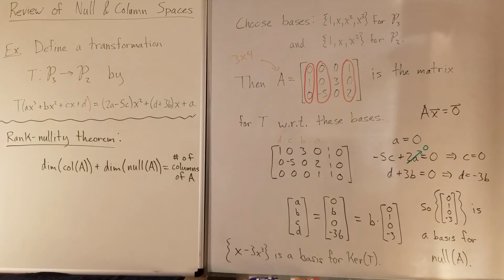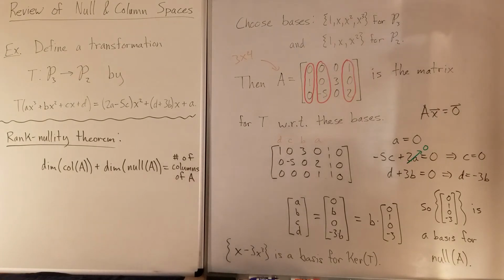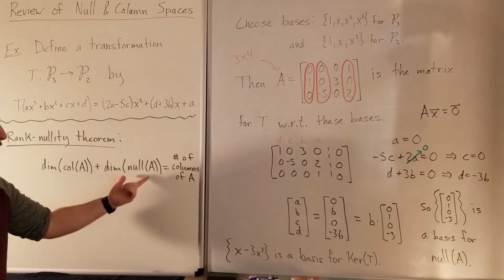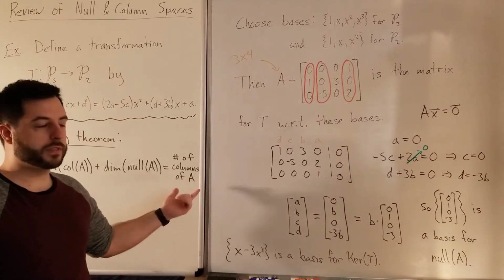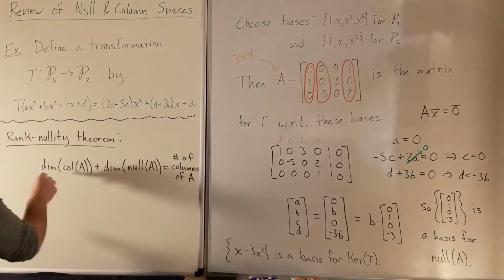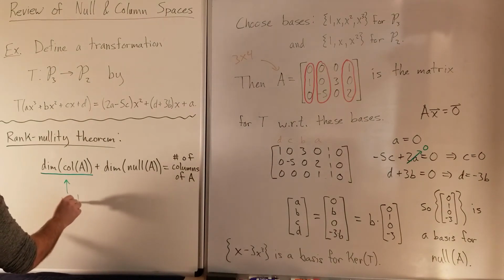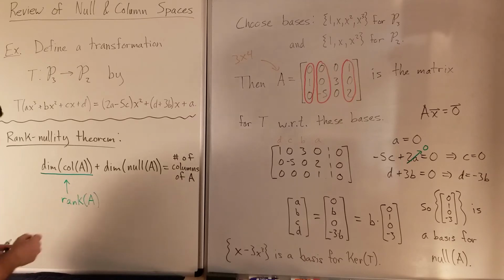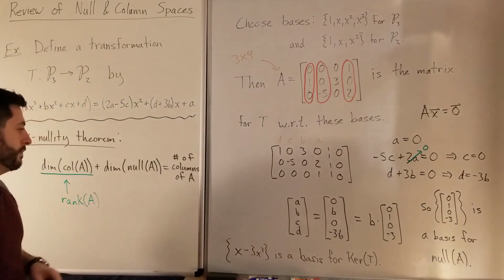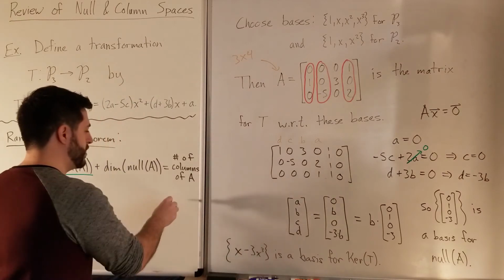Okay, so one more thing before we move on to the next example is we have this theorem called the rank nullity theorem, which says that the dimension of the column space plus the dimension of the null space is equal to the number of columns. So why is it called the rank nullity theorem? Well, the dimension of the column space is usually called the rank of the matrix. Okay, and the nullity comes from null space. Number of columns is the same thing as the dimension of the domain.